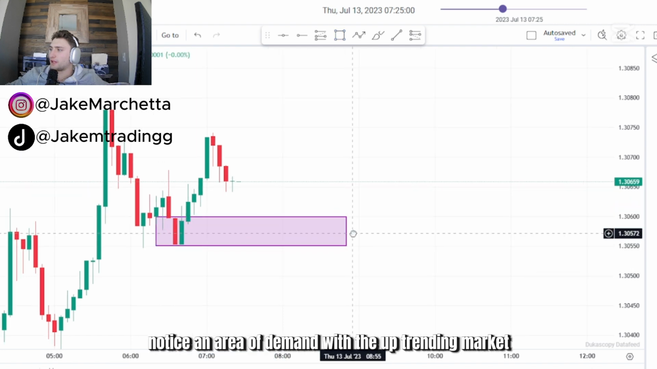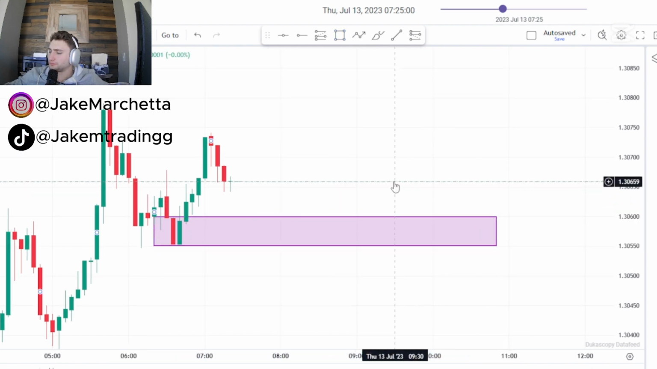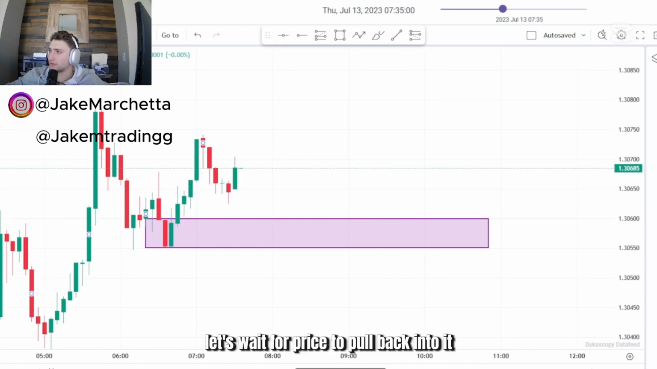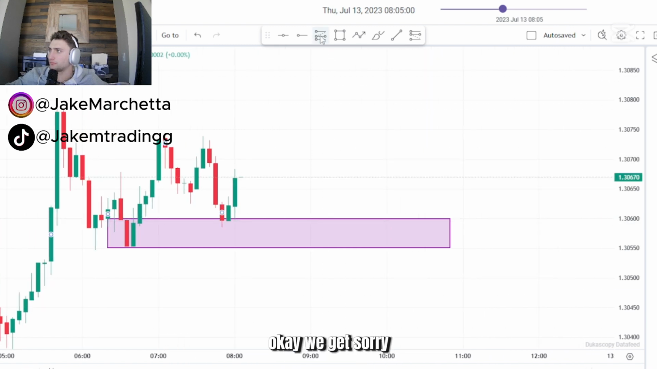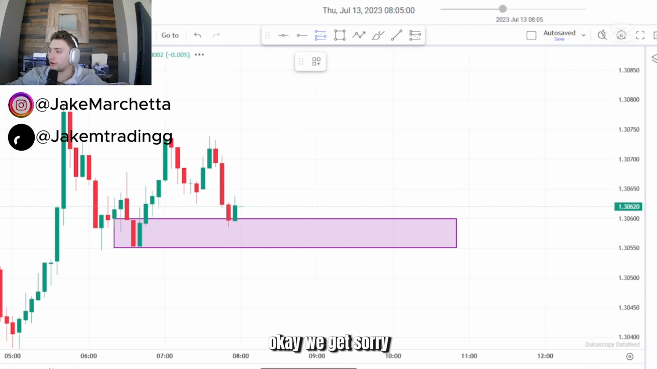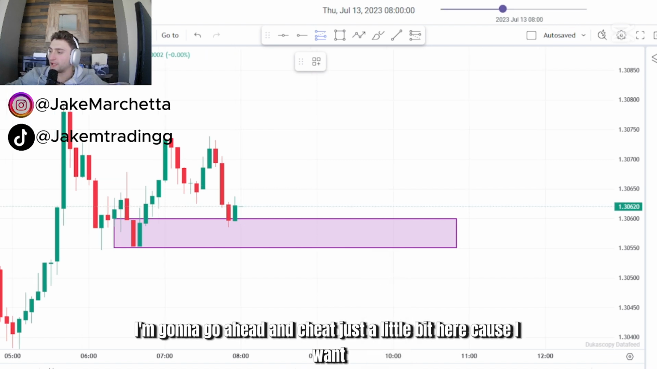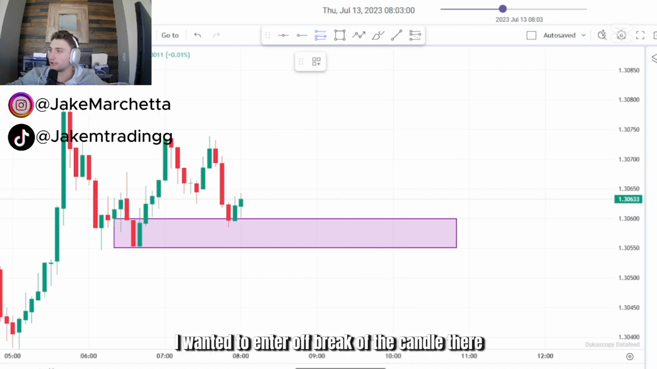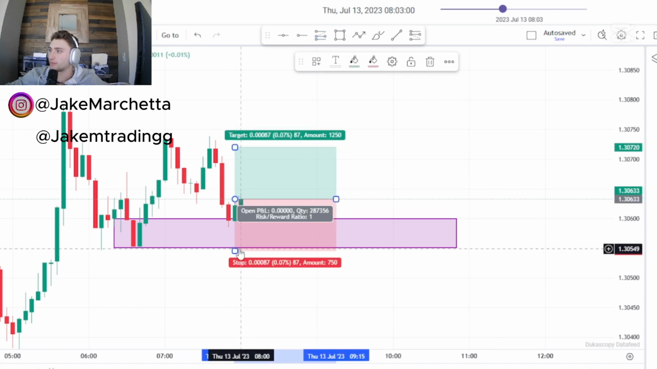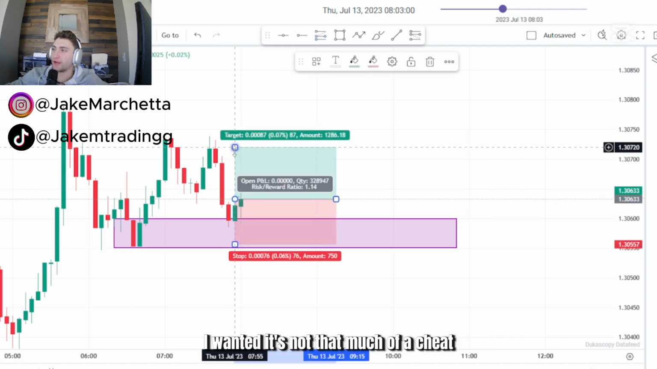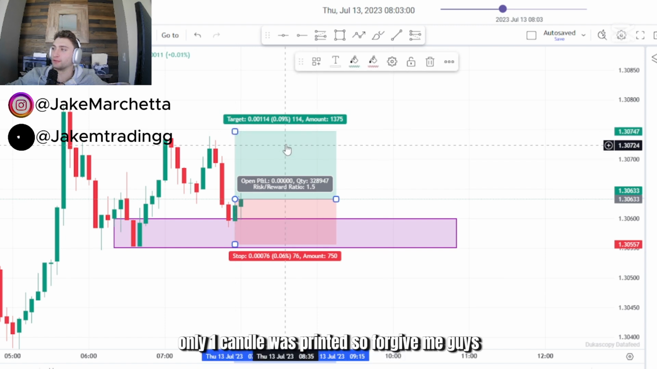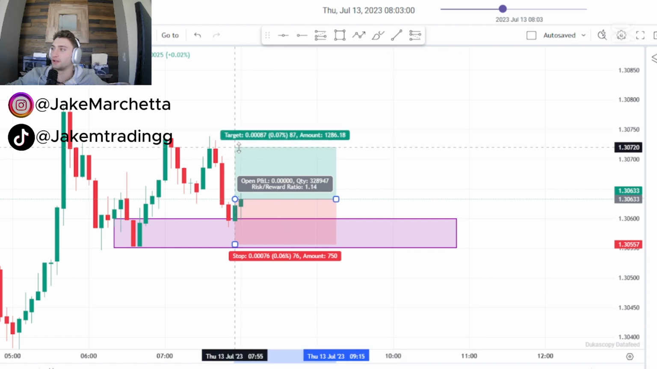Notice an area of demand with the uptrending market. Let's wait for price to pull back into it. Okay. Sorry, I'm going to go ahead and cheat just a little bit here because I wanted to enter off break of the candle there. That'll be good enough. It's not that much of a cheat. Only one candle was printed, so forgive me, guys.